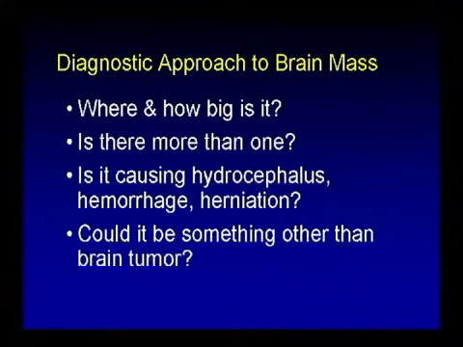Also look for tumor-related or mass-related complications such as hydrocephalus, hemorrhage, and herniation, because you may have to call your neurosurgical colleague right away if somebody's about to herniate before you give 20 different histopathologic differential diagnoses of a mass. That's probably not the best thing to do for that patient. So always look for tumor-related complications.